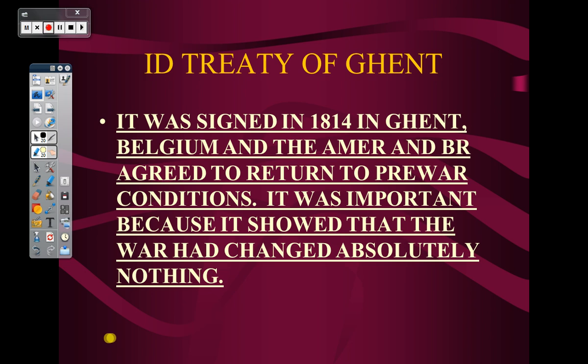Right, and look where the treaty is signed. Where is it signed? Belgium, which is in Europe. So you've got British troops and American troops fighting in the United States. That's where the war takes place. The treaty is signed, as they say, across the pond or across the Atlantic in Europe in 1814.